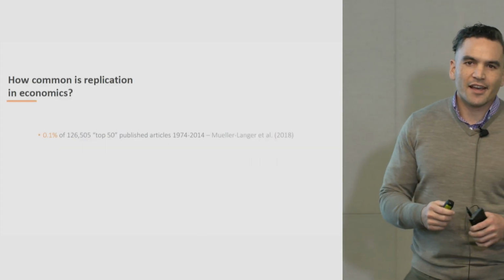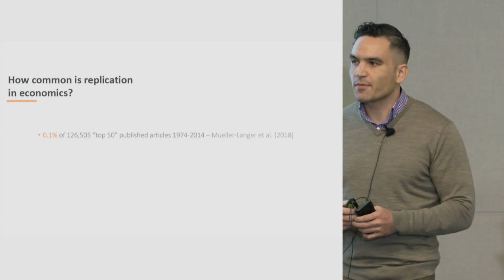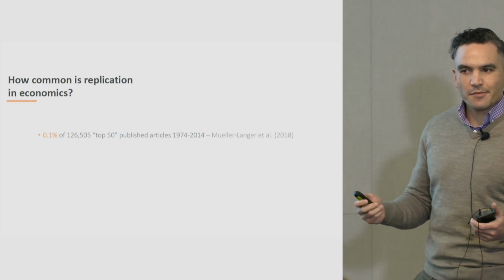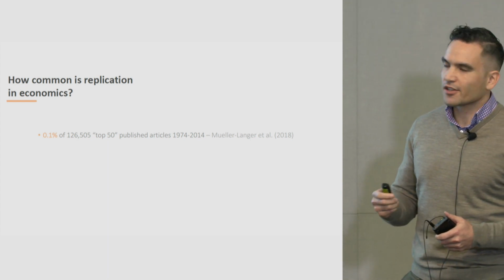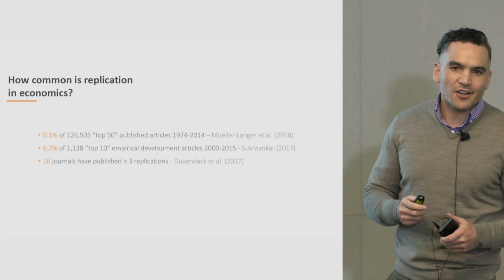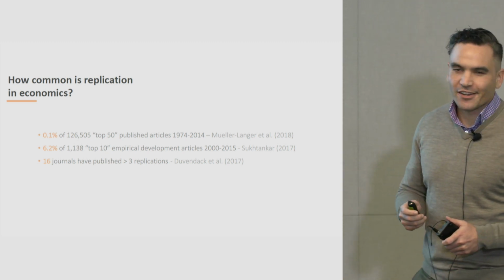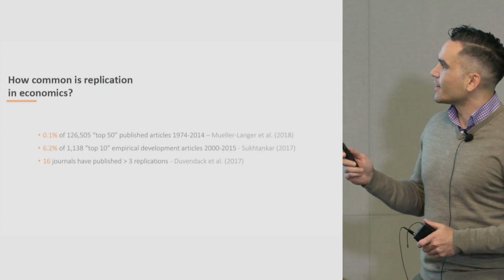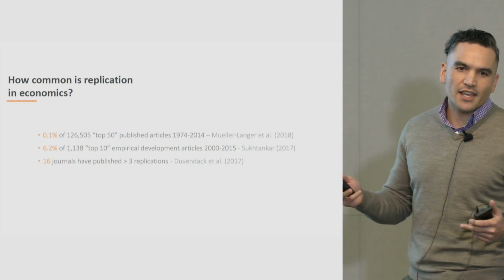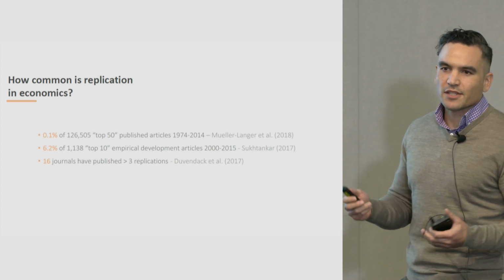Okay, so given a little bit of context as to how open journals are to transparency, how does that translate into whether or not replications are done very much? The general gist is they're not often done. Okay, so I'm actually very aware that many of the people I'm citing today are in the room, so I just want to apologise if any of the numbers are slightly off. But yeah, so Moller-Langen and his co-authors searched all the top 50 economics journals over a period of 40 years. They got 126,000 and found that just 0.1% of them were replications.